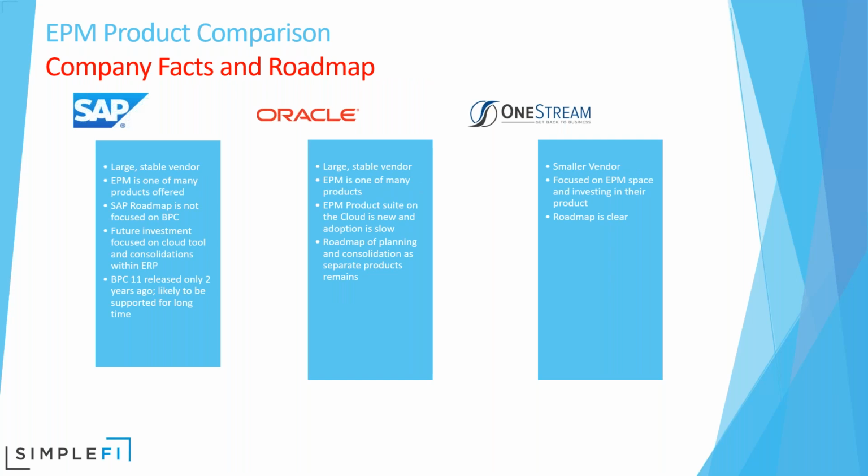And then the company facts, from a product comparison, is that obviously SAP and Oracle stack up next to each other. They are large, incredibly large, stable vendors. OneStream is a smaller vendor. So again, looking at and evaluating and assessing different solutions. They are a smaller vendor. They're focused on the EPM space. So they've got some benefits on that side. But again, SAP and Oracle are more on the stable side. They offer a whole suite of different products. So they definitely will have future investment in cloud solutions. But again, looking at the overall company facts, those are the highlights I would point out.